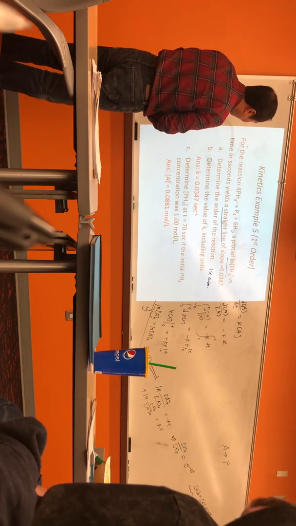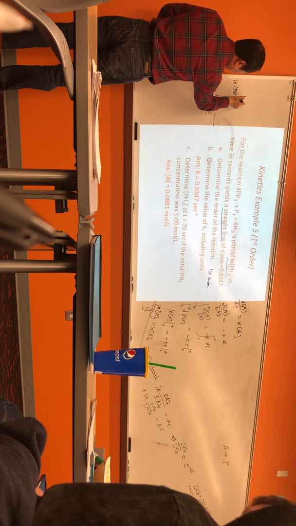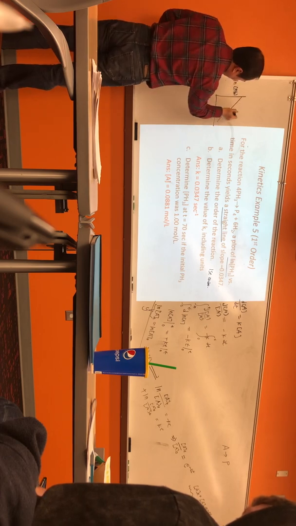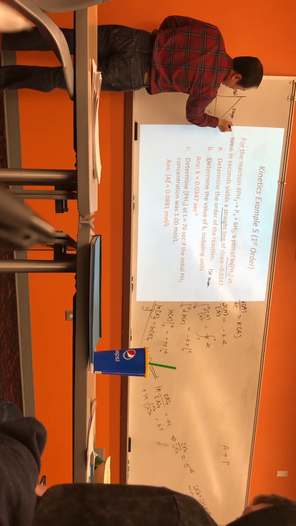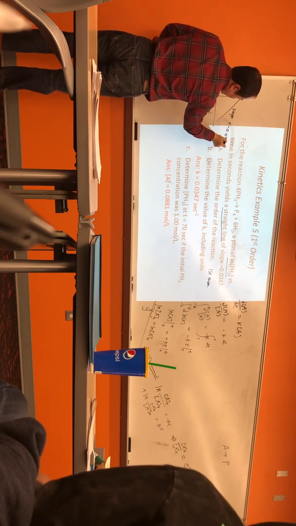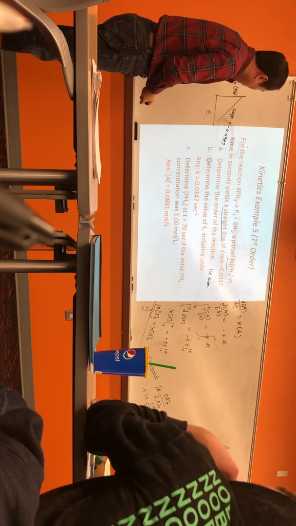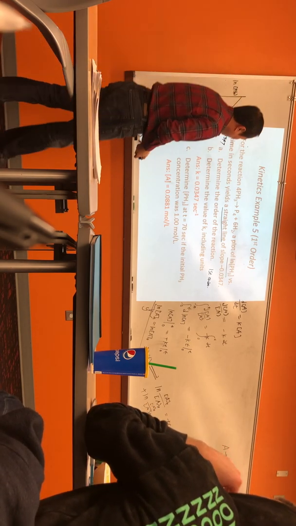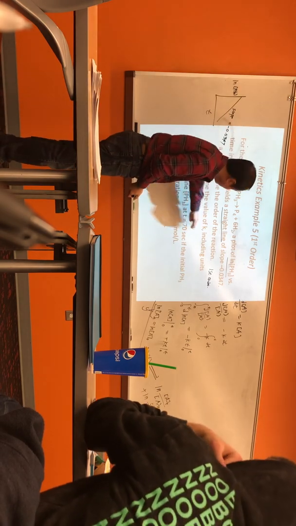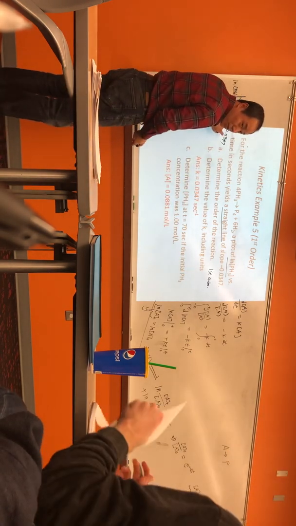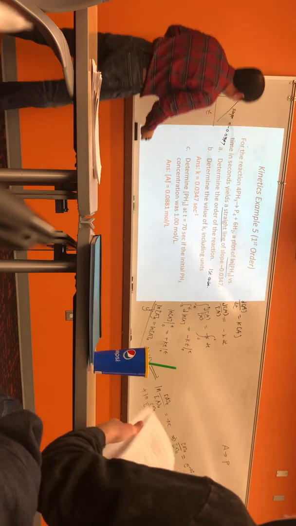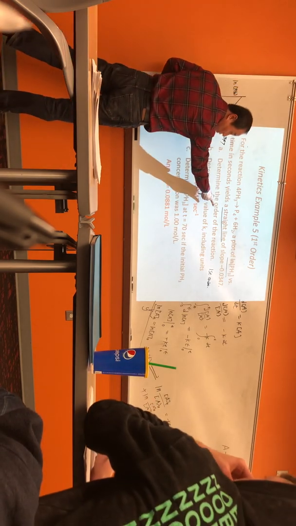And then they also said, in the graph, the y-axis is logarithm of PH3, and the x-axis will be time. It is a straight line, and the slope is negative. So what is the rate constant k? Well, this is the rate constant, because you recognize first order.